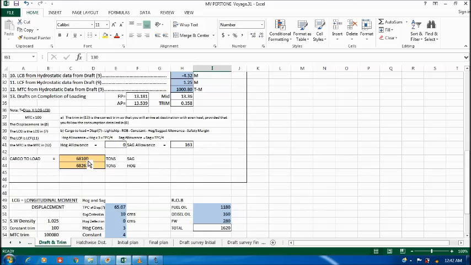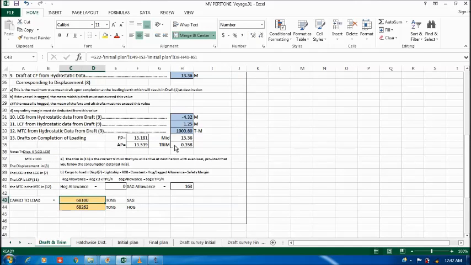So that gives us a total cargo to load of 68,100. And now how do we get this? The drop of our forward and aft drops is that we have now computed our trim of almost 36 centimeters, or 0.358.